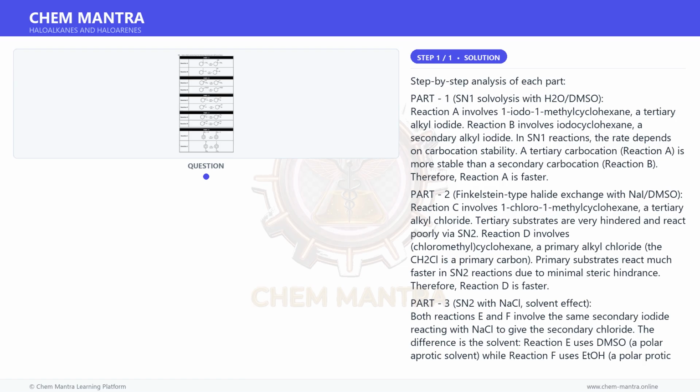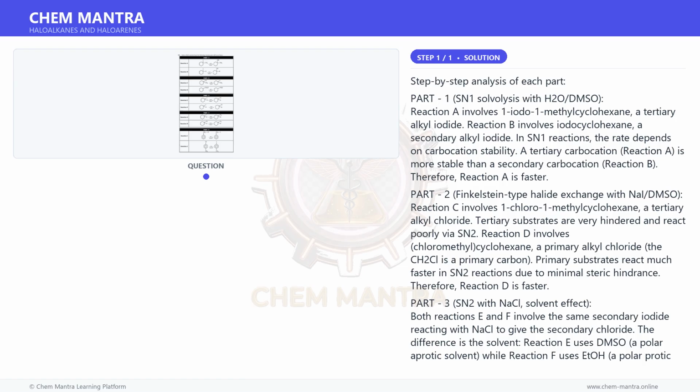Part 2. Finkelstein-type halide exchange with NaI-DMSO. Reaction C involves 1-chloro-1-methylcyclohexane, a tertiary alkyl chloride. Tertiary substrates are very hindered and react poorly via SN2.